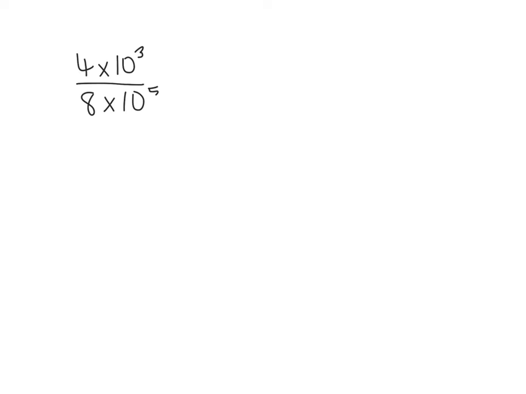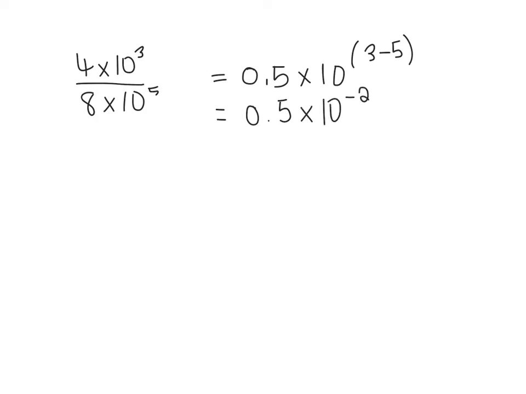Take a look here at the numbers. What is 4 divided by 8? So 4 divided by 8 is 0.5. It's a half. Then you're going to do the same math to your exponents. When you divide, you end up subtracting the exponents. So what you end up with is times 10, and then it's 3 subtract 5. So 0.5 times 10 to the negative 2.